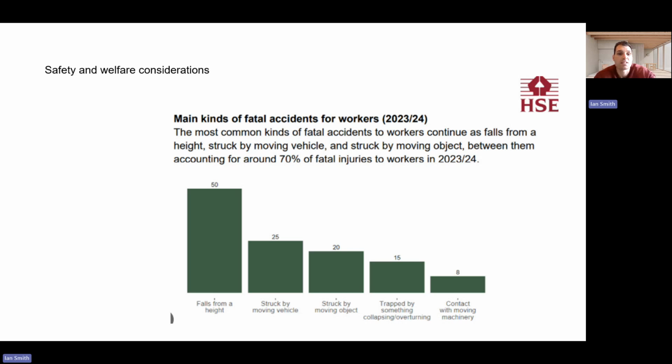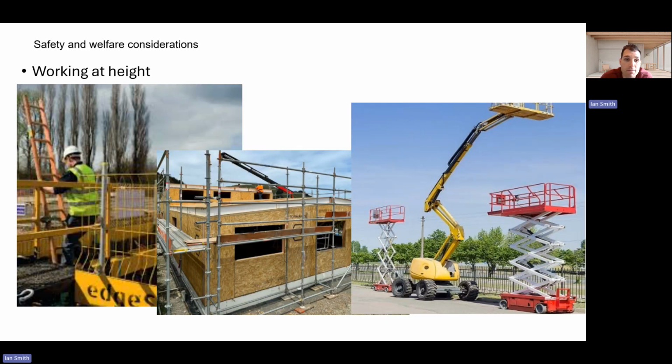As we can see from our key statistics, the key areas of accidents for all workers, particularly in construction, are falls from height, being struck by a moving vehicle or moving object, being trapped by something collapsing or overturning, and contact with moving machinery. All of these are considerations within our project, so we must address these appropriately. For example, working at height is one of the leading causes of serious injury and death in construction. Therefore, strict controls must be implemented wherever work is carried out where there is a risk of a fall that could cause injury.